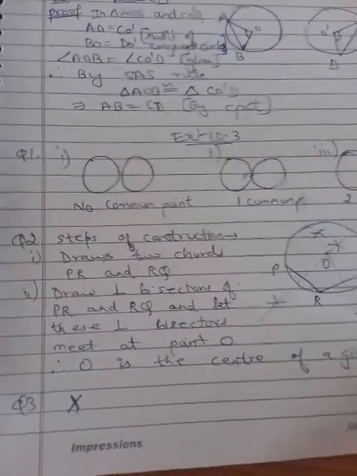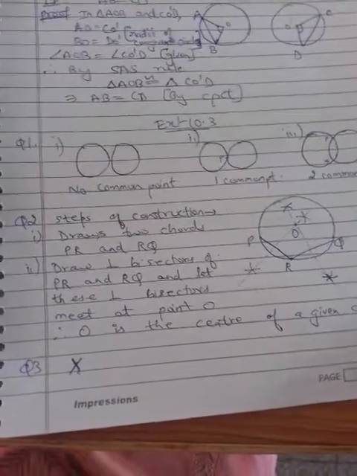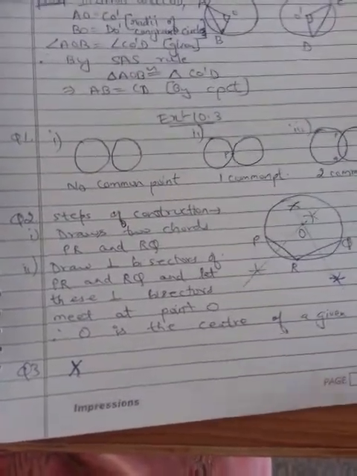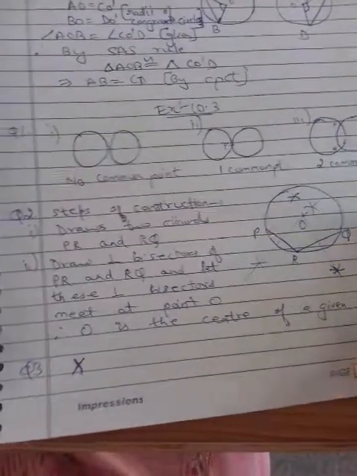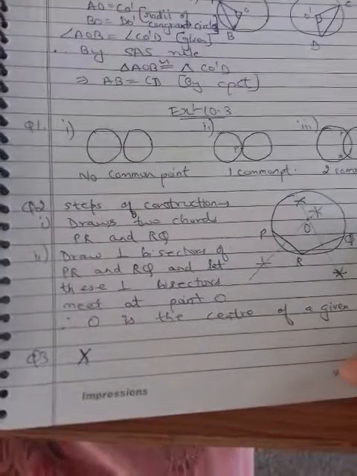Yes, good afternoon, students. Now, exercise 10.3. Your first question is: draw different pairs of circles. How many points does each pair have in common? What is the minimum number of common points?